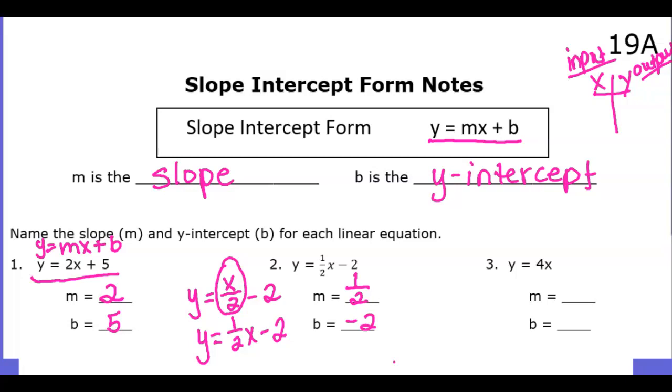All right, if I looked at number 3, y equals 4x, well, that's really 4x plus 0, okay? So our slope here is 4, and our y-intercept is 0. So it's going to cross the y-axis right at the origin, okay? So that's what the y-intercept is, where it crosses the y-axis.